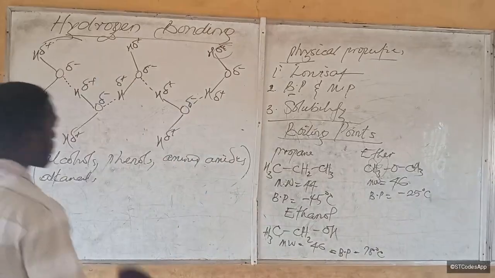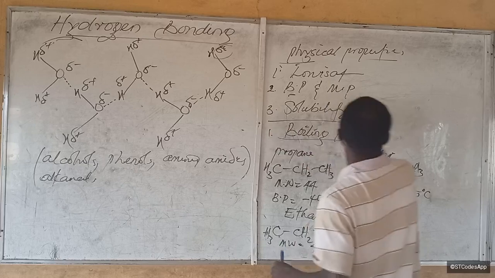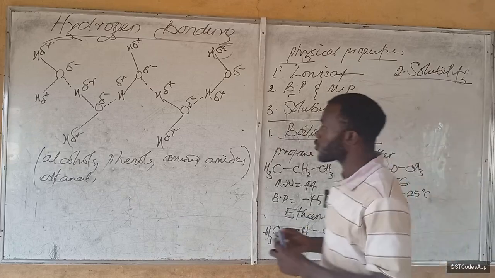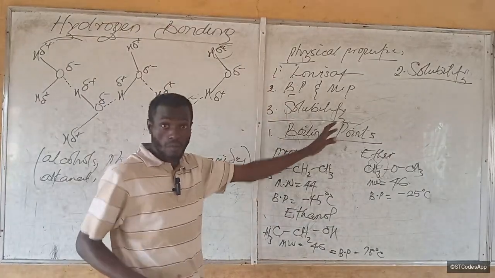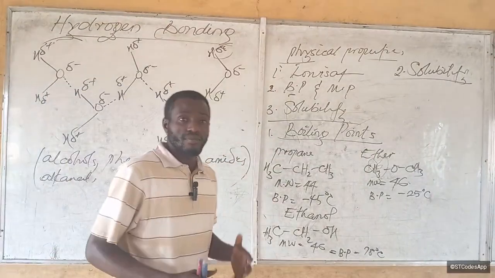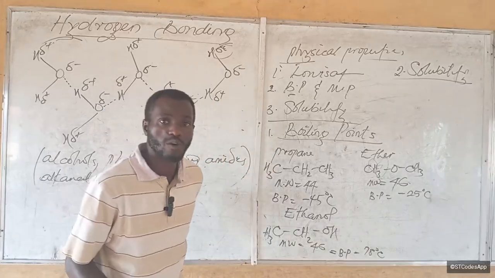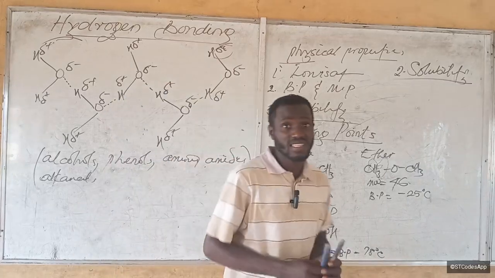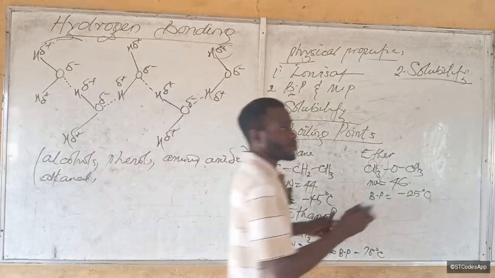Let's now talk about another property that is influenced, which is their solubility. Now, because of the dipole that is induced upon organic compounds such as alcohols or phenols or amides, because of that polarization that is induced, their solubility in water is possible. They become soluble in water. And what does that mean? It means that they will be able to interact with the molecules of water.